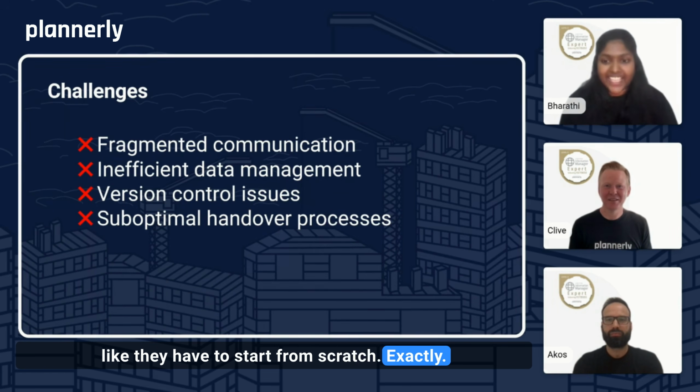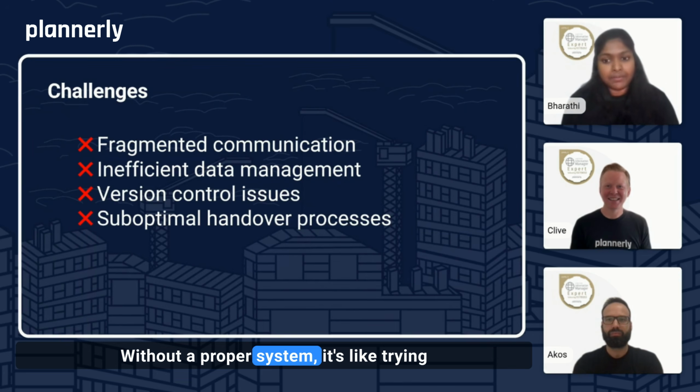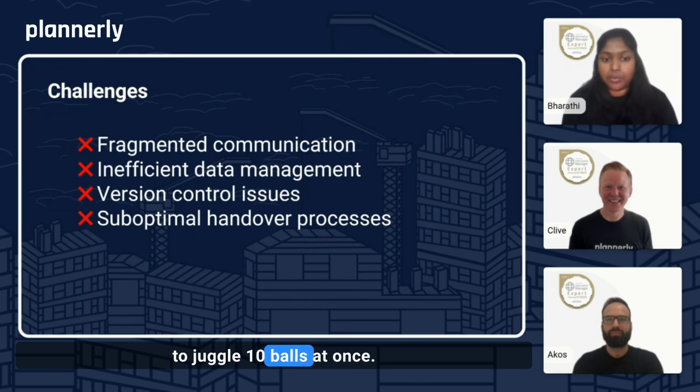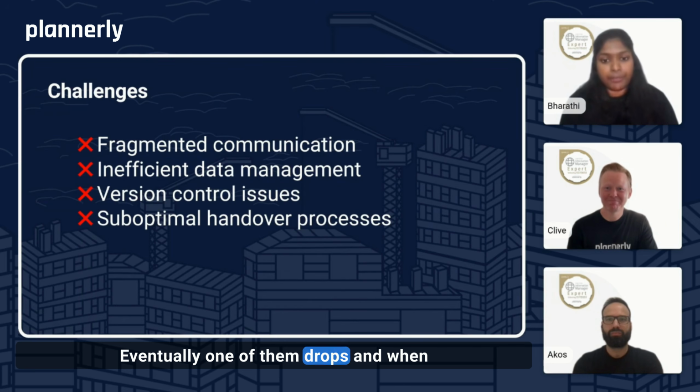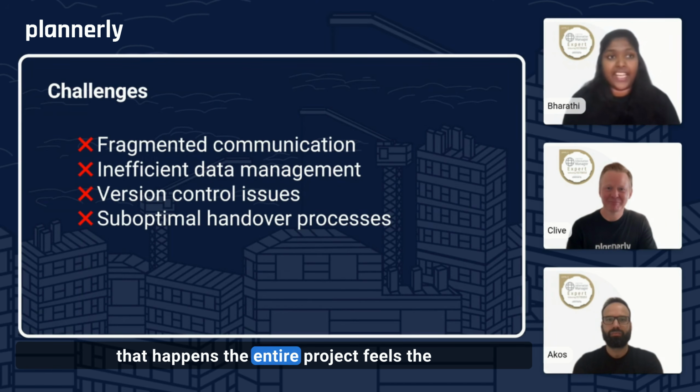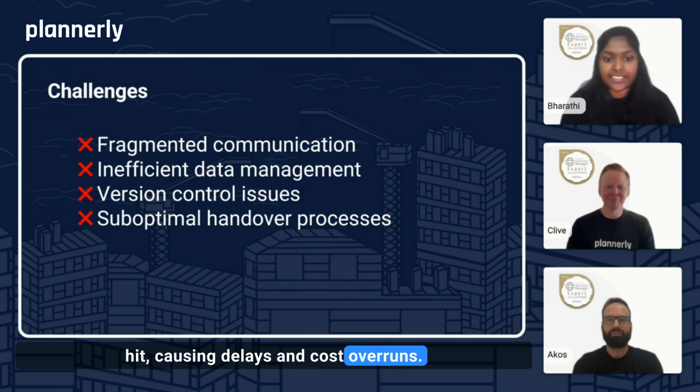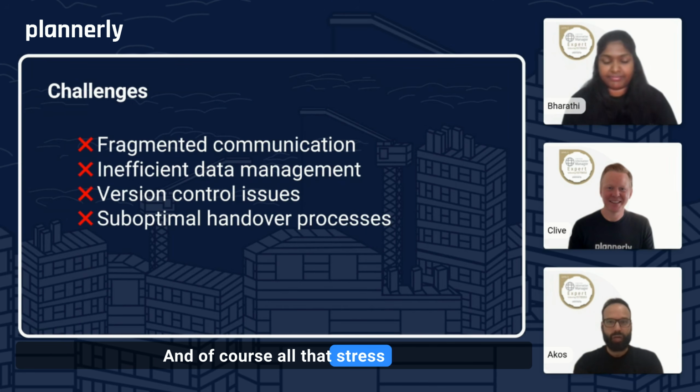I've worked on many projects where handovers were a mess, leaving teams feeling like they have to start from scratch. Exactly. Without a proper system, it's like trying to juggle 10 balls at once. Eventually, one of them drops, and when that happens, the entire project feels the hit, causing delays and cost overruns. And of course, all that stress eats away at productivity. It's exhausting for the entire team.